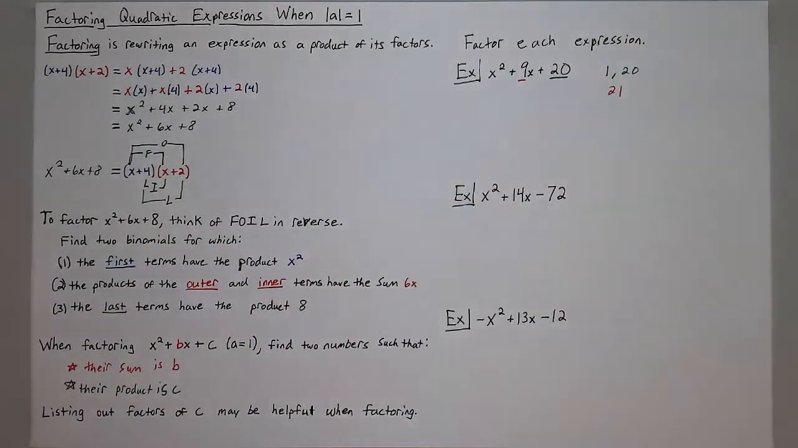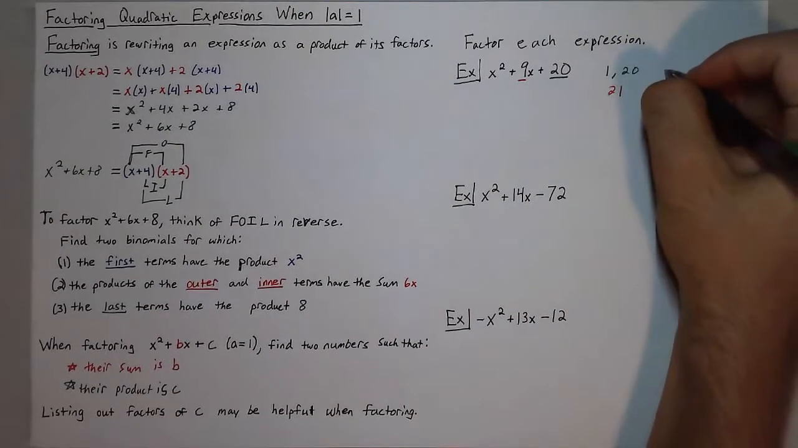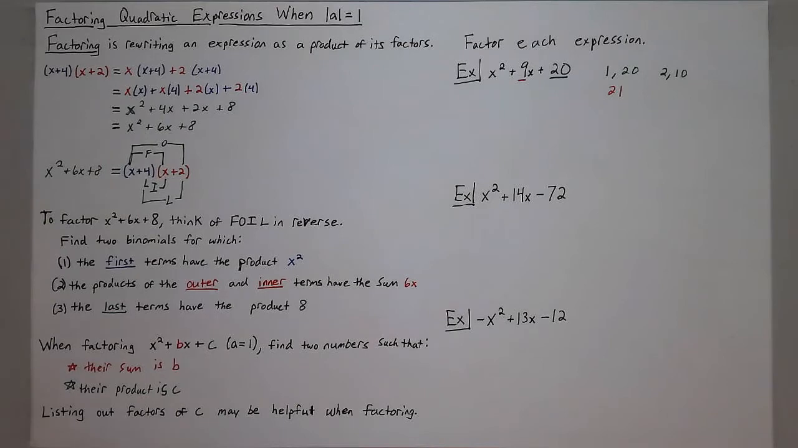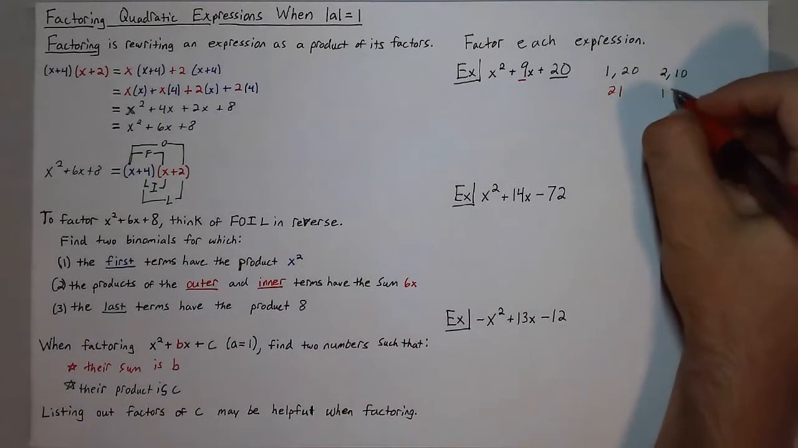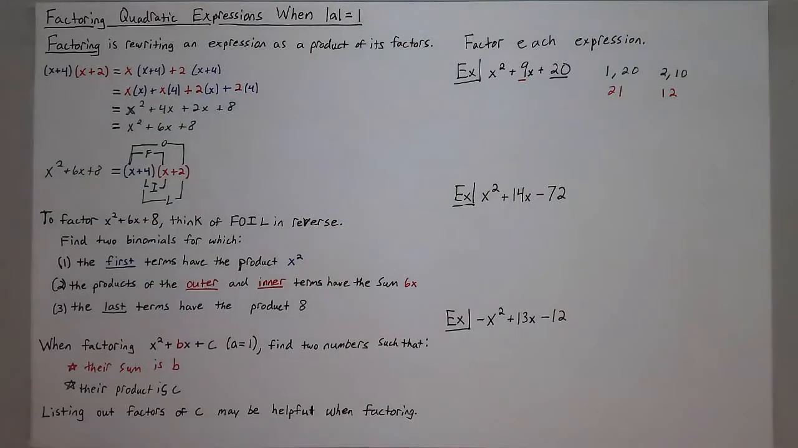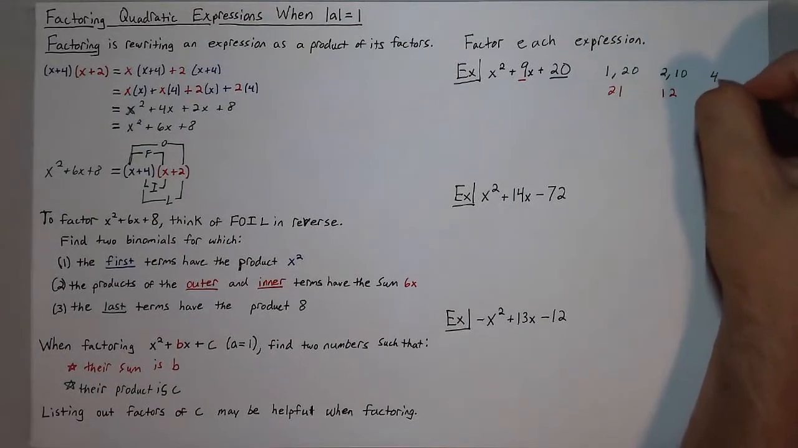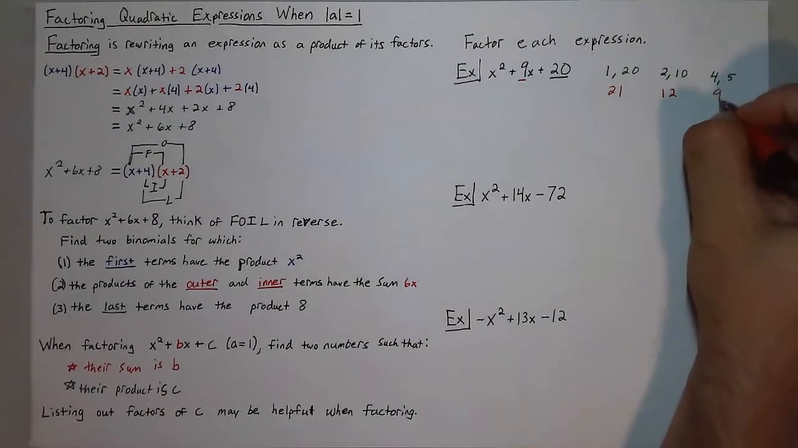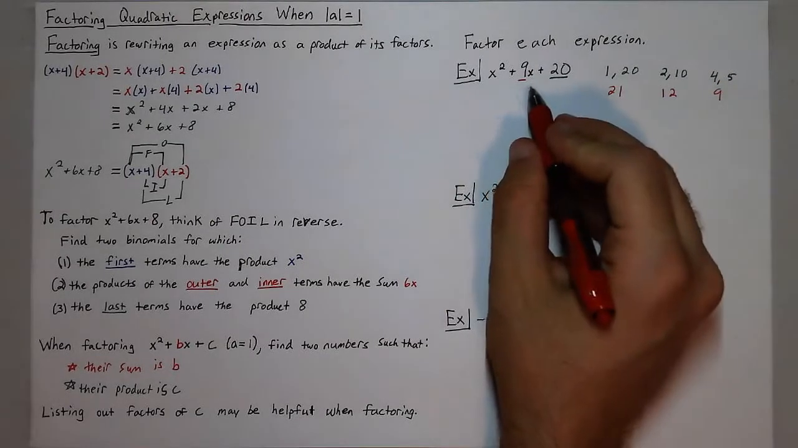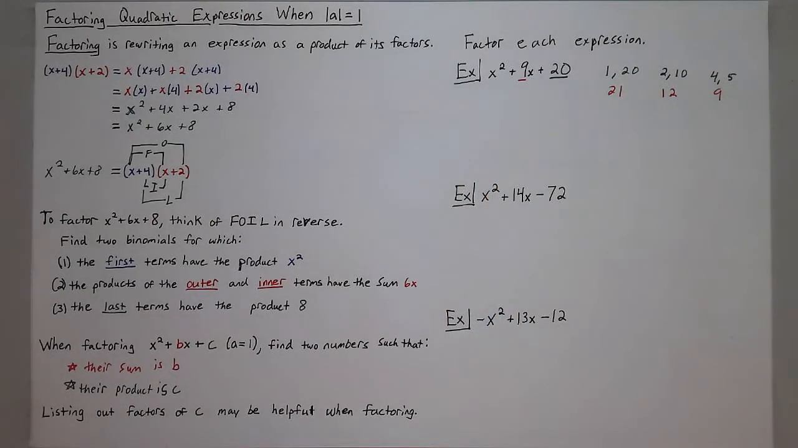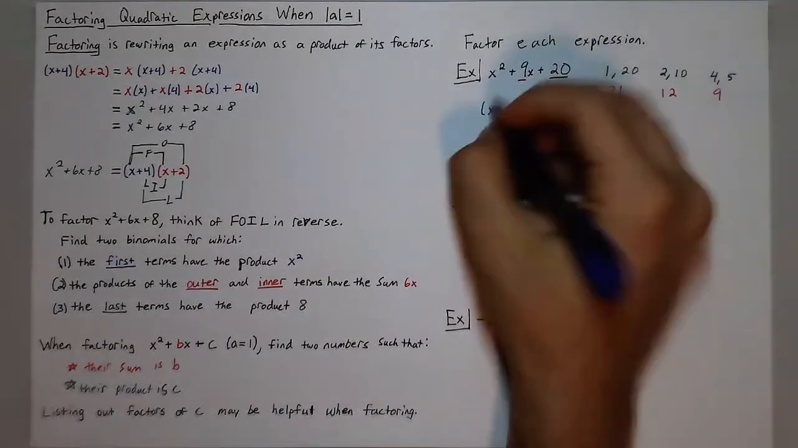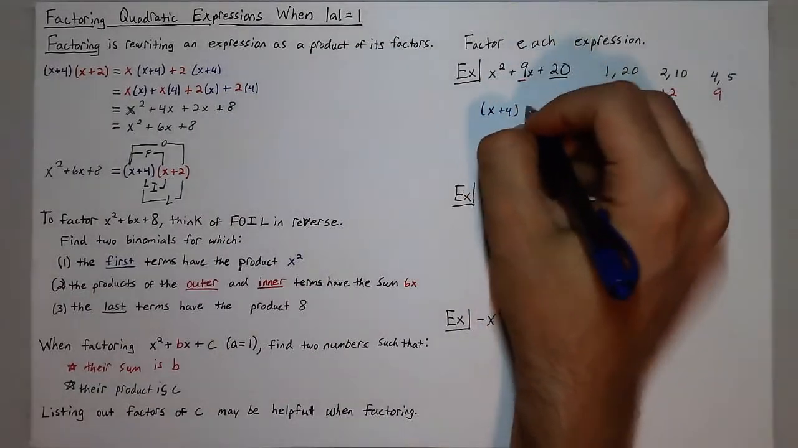So let's try out another one. So we'll think 2 and 10, which gives me 12, which is closer, but still not quite 9. And I still have 4 and 5, which when added together gives me 9. So that matches up perfectly, meaning my factors should be x plus 4 times x plus 5.